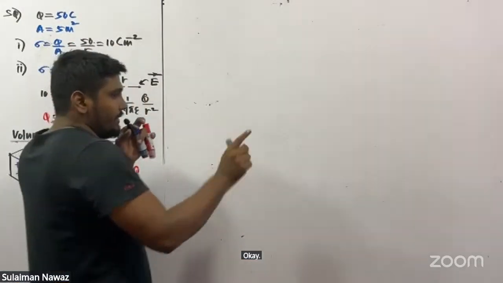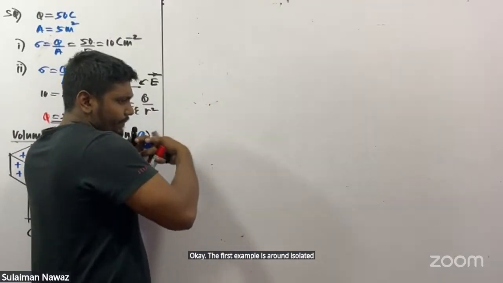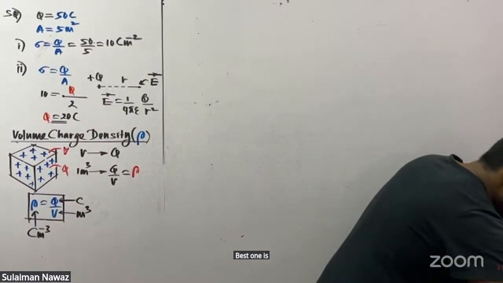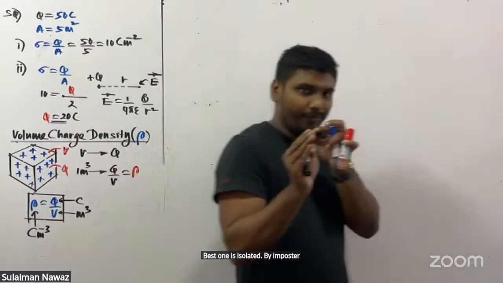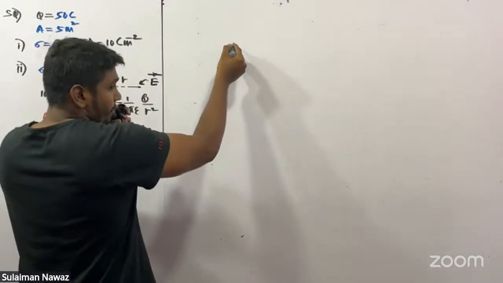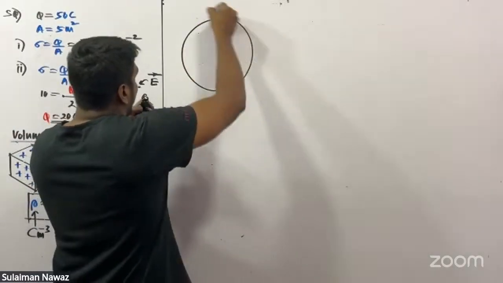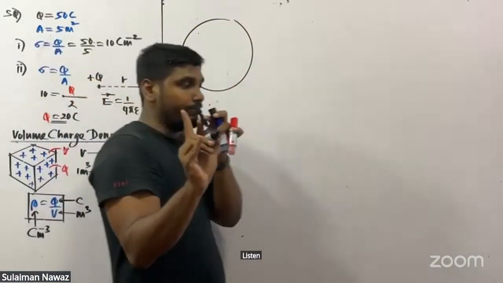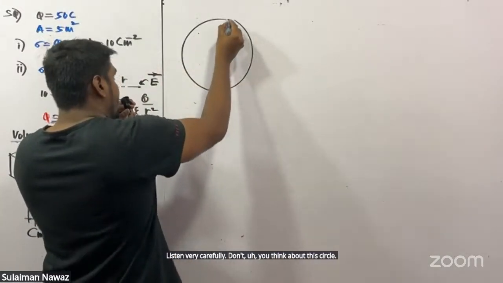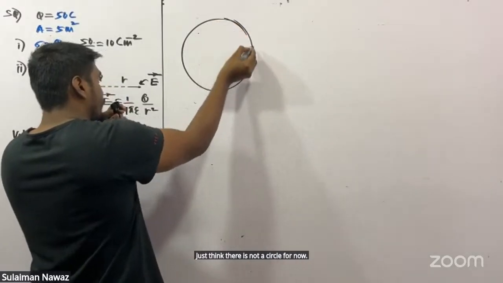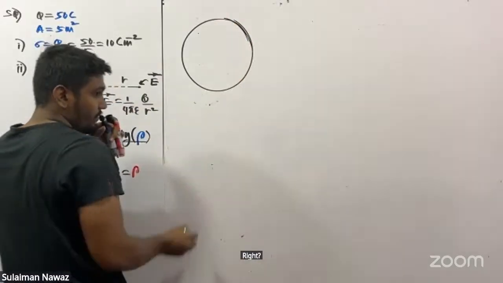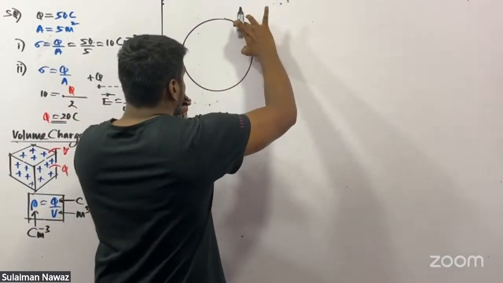The first example is around isolated charge distribution. The first one is an isolated point positive charge. Listen very carefully. Don't think about this circle. Just think there is no such circle for now.